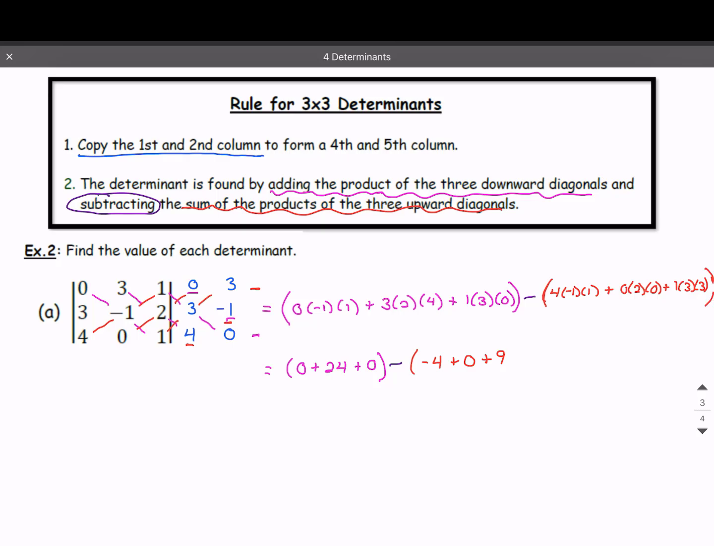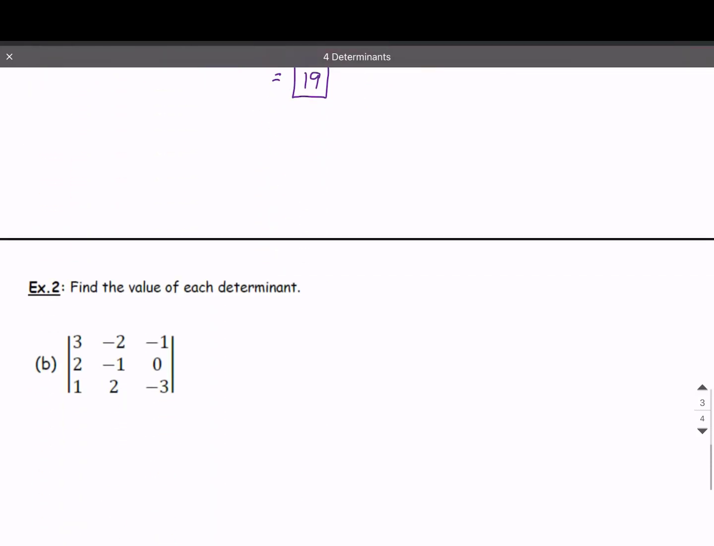We can close that parentheses, and now we just have some arithmetic to do. All right, 0 plus 24 plus 0 is 24, minus -4 plus 0 plus 9 is 5. So 24 minus 5 is 19. And that is the numerical value of our determinant. Let's try one more 3 by 3, just so we make sure we've got it.